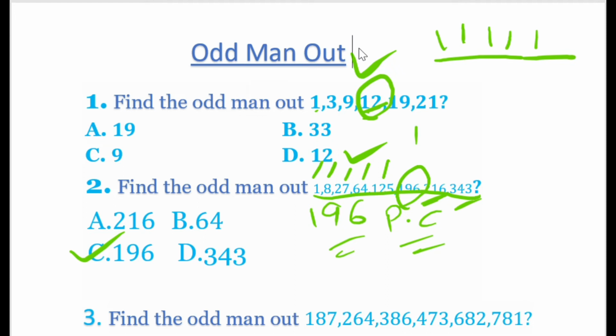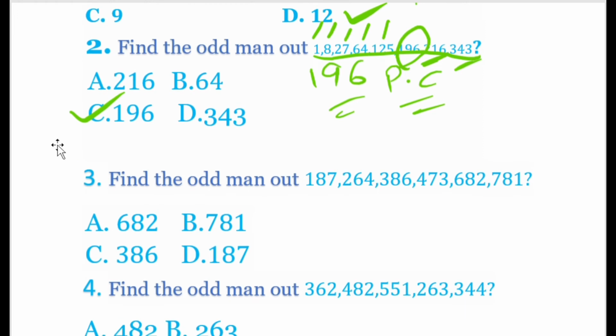So I hope you got some clarity on how to do this odd man out concept. This is the next question: find the odd man out of 127, 187, 264, 386, 473, 682, 781. If you got the answer, your thinking is in a good way. If you're not able to crack it, practice more and more examples to get a clear idea of how to answer.